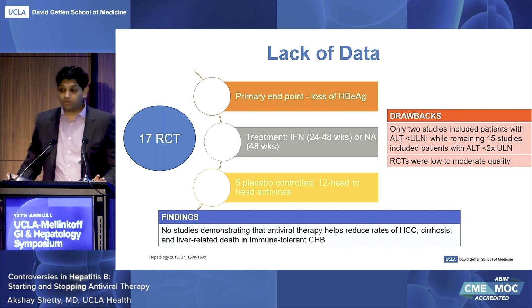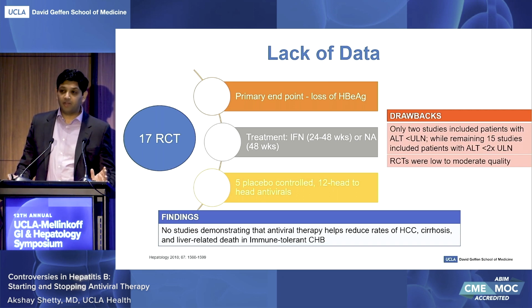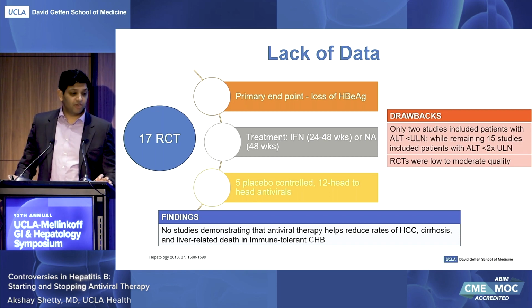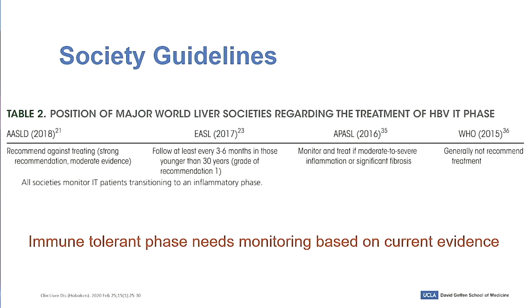And the findings when looking through the 17 studies primarily demonstrated that antiviral therapy didn't really help reduce the risk of HCC, cirrhosis, or liver-related mortality. So currently across all major society guidelines, the recommendation for immune-tolerant phase is to monitor. The frequency of monitoring can vary from society to society, with the European recommendations being monitoring every 3 to 6 months, versus AASLD recommending monitoring every 6 months.